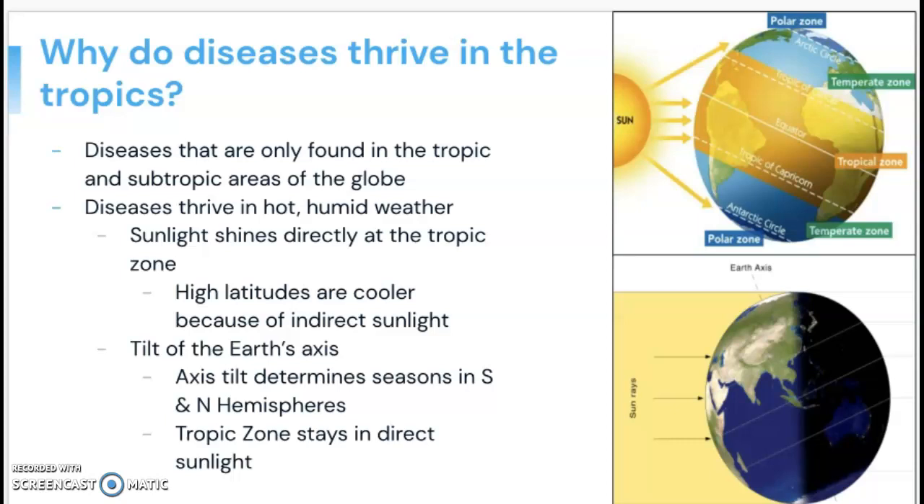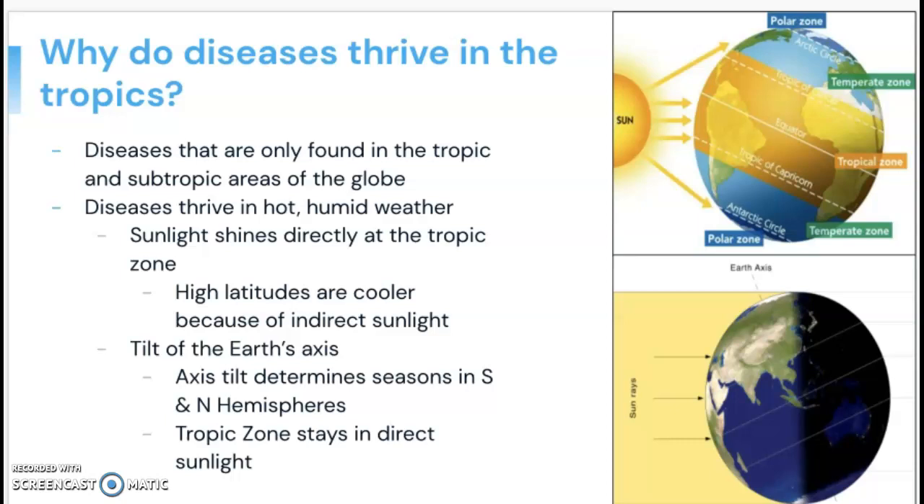These perfect conditions are made because the tropics are located in the middle of the globe and are closest to the sun, meaning that they receive the greatest direct sunlight. So higher latitudes are cooler because the sunlight travels further to reach the Earth's surface, as you can see in the first image. The tilt of the Earth's axis also has an impact on the climate of the tropics.